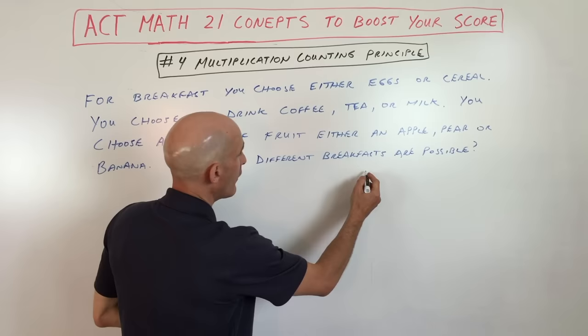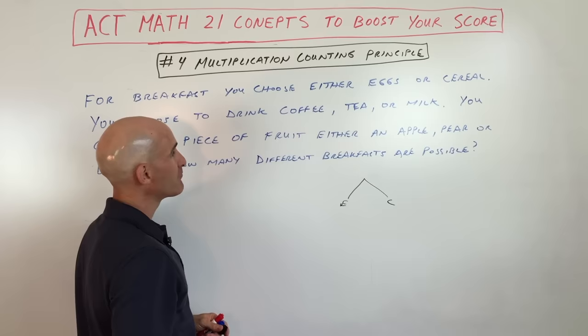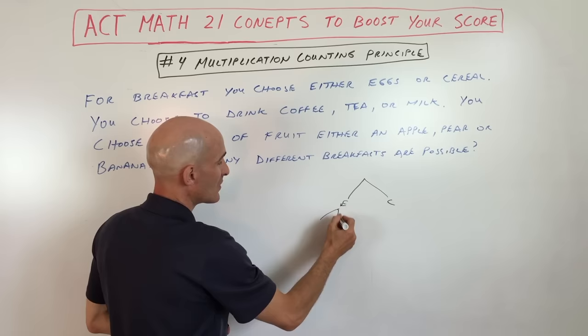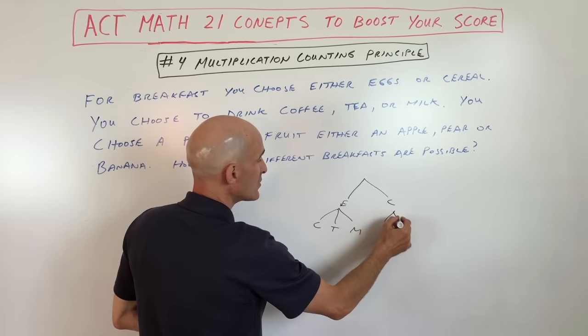You're making a decision. You're either going to go with the eggs or you're going to go with the cereal, right? And then if you decide to go with the eggs, you could pick coffee, tea, or milk. Okay, so we have three choices there: coffee, tea, milk. But if we went over here with the cereal, we still have a choice of coffee, tea, or milk.